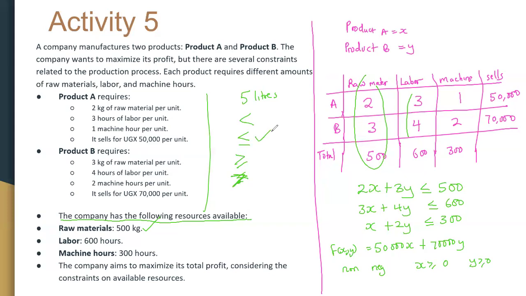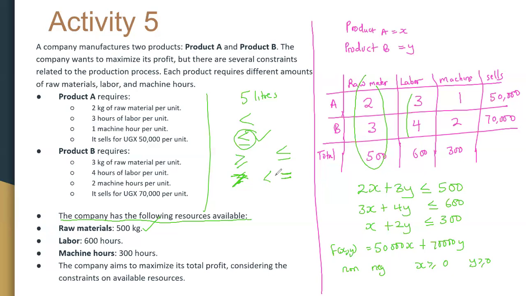But teacher, what if the question was like, the company has only the following resources? Yes, even if it has only the following resources, we shall still go with less than or equal to. Because the equal you want to bring in is catered for when you say less than or equal to. Less than or equal to means that something can either be equal to that or less than that.